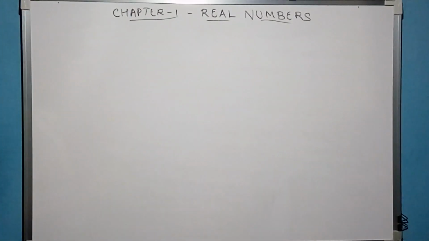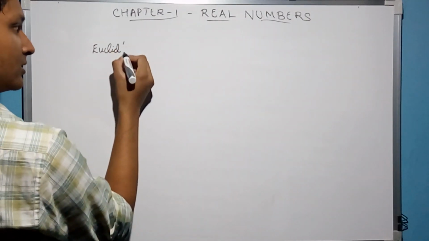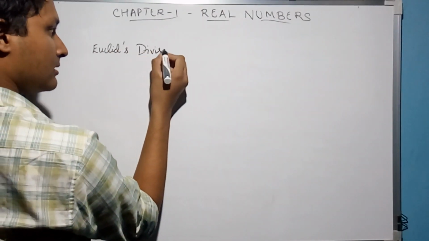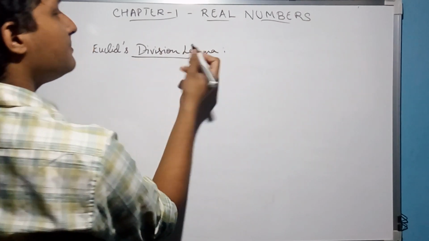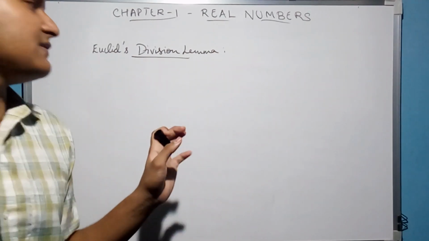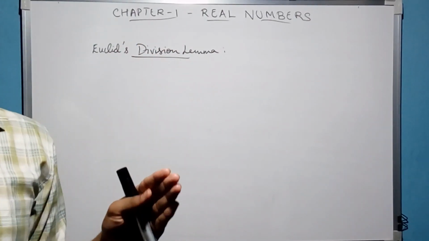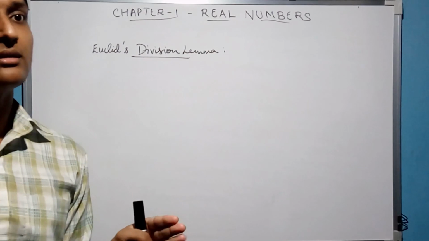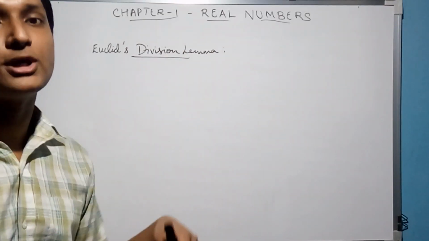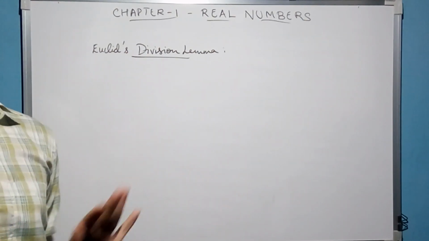The first property is Euclid's division lemma. What is the meaning of the word lemma? Lemma is a strange word. I think I have not heard this properly. At that time I saw the dictionary. The dictionary says that lemma means a proven statement that is used to prove something else. So there is a statement that is already proved by somebody else, and now we are using that to prove something else. So what does this Euclid's division lemma say?